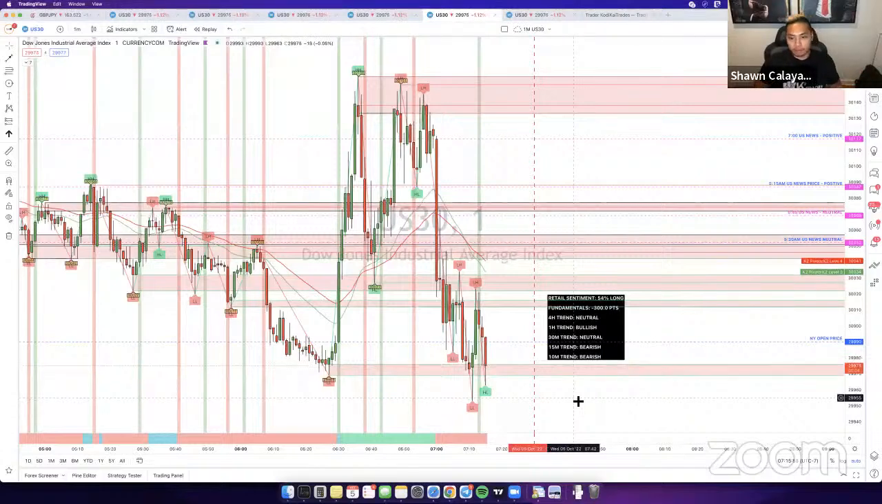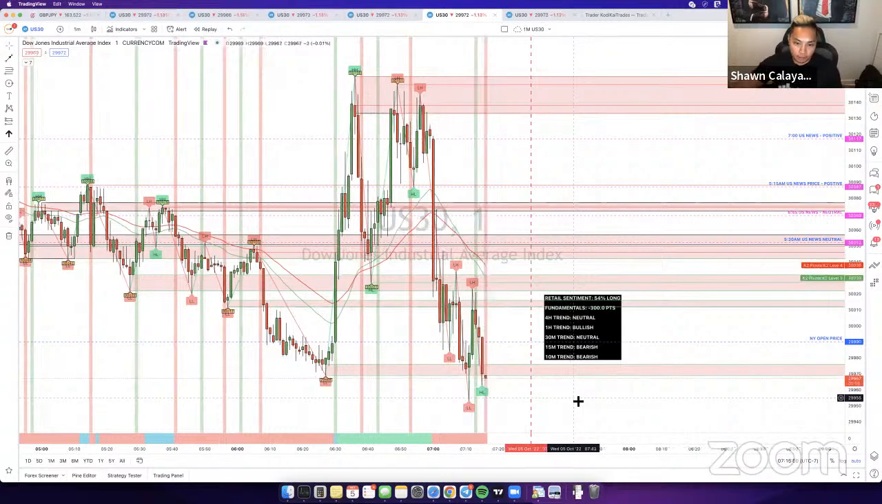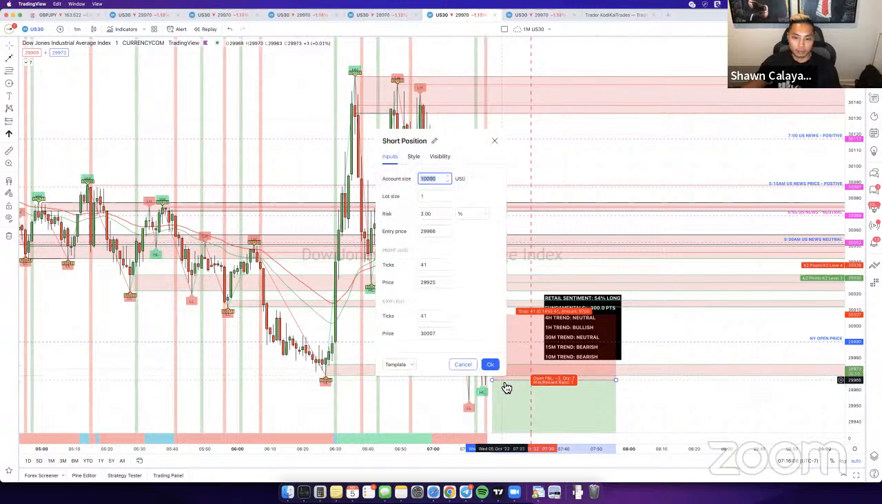All right, we got about 4 seconds. We need it to close within the zone or below it. We got it. All right, so now what we need here is a wick rejection off the structure, which we don't have yet. And we also need a sell signal to close to confirm the direction of momentum.